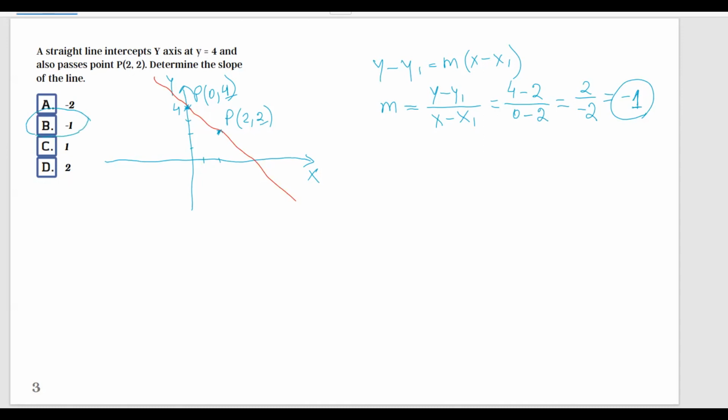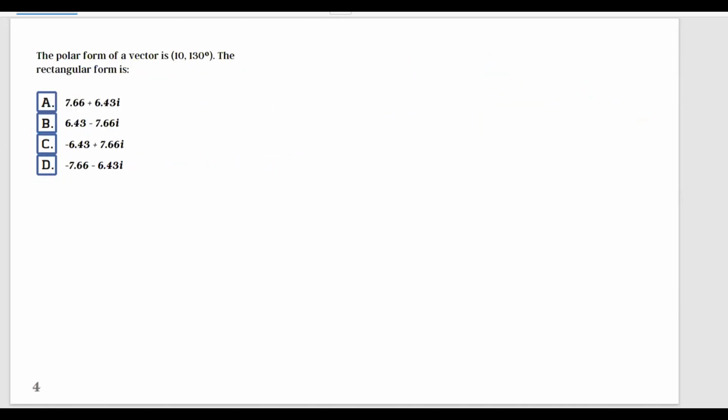Now let's move forward. Next problem. The polar form of a vector is 10, 130 degrees. The rectangular form is. So we have the polar form of a vector. There are 2 ways to represent a vector. We have the rectangular form where you know the coordinates, and then you have the polar form, which gives you 10 as the length, and then 130 is the angle it makes.